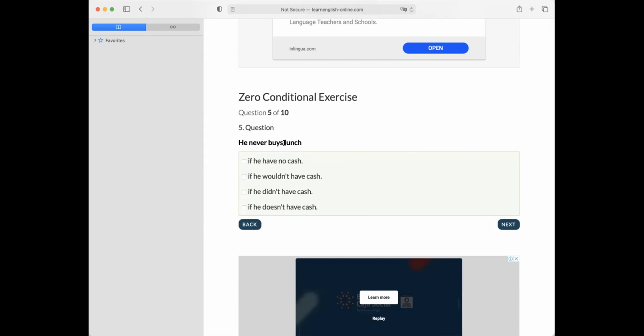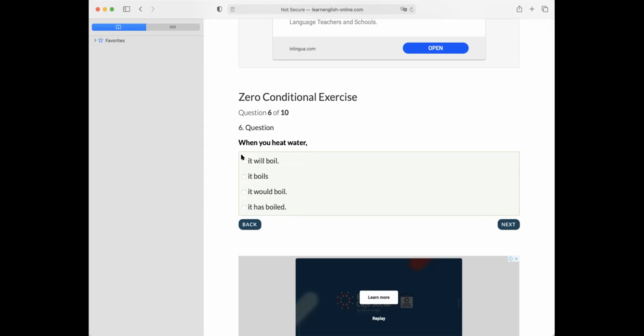He never buys lunch. Él nunca compra el almuerzo if he have no cash. But he is a third person, he doesn't use have. If he wouldn't have cash, no, because this is not a familiar structure we have discussed. If he didn't know, because this is not the auxiliary we are using. If he doesn't, yes, of course, because it belongs to the present simple tense.